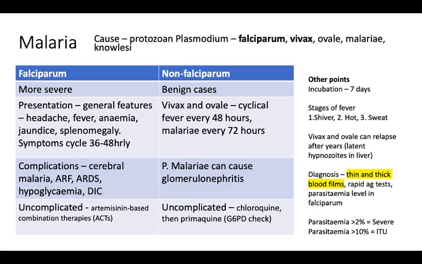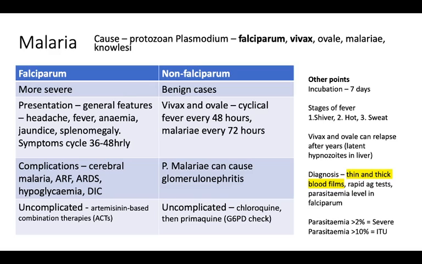In terms of diagnosis, if you suspect someone has malaria, first thing you want to do is to get thick and thin blood films, which will help with the diagnosis. There are also rapid antigen tests which have been developed, which are being used now. And you also want to check the parasitemia level in the blood of the patient, especially in falciparum malaria.